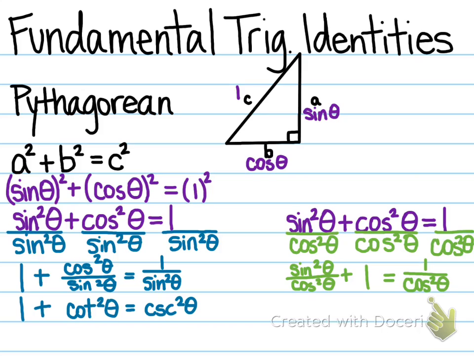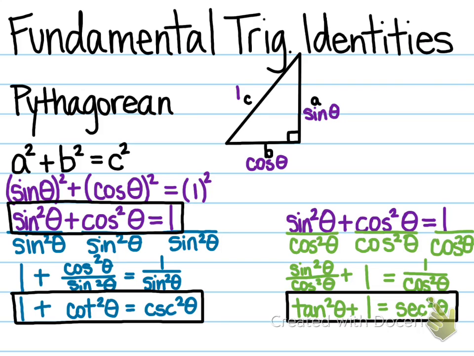So let's simplify this. Sine squared over cosine squared is going to equal tangent squared plus 1 will equal 1 over cosine squared, which is going to equal its reciprocal, which is secant squared. So here's another Pythagorean identity that relates tangent squared and secant squared together. So these three Pythagorean identities are going to be very useful to us in the future.